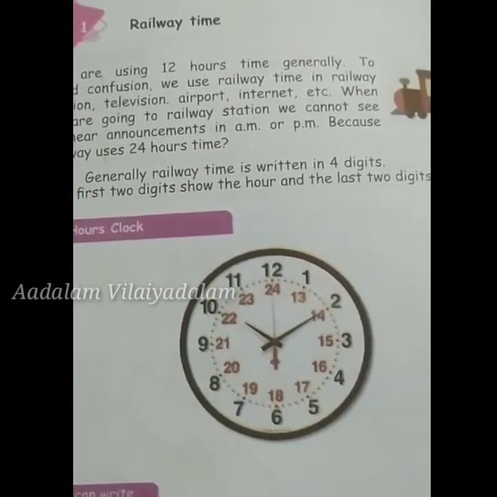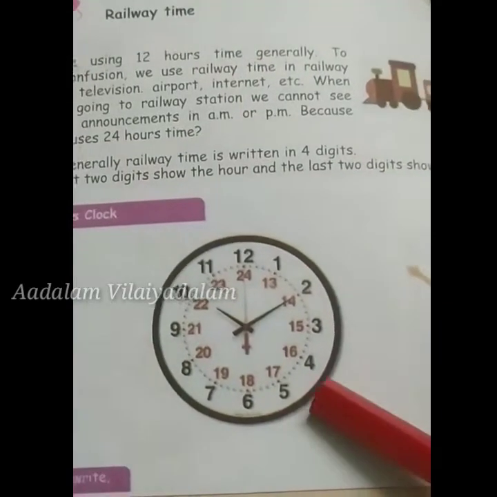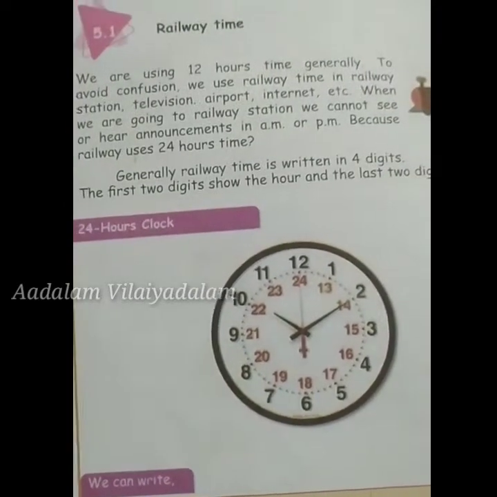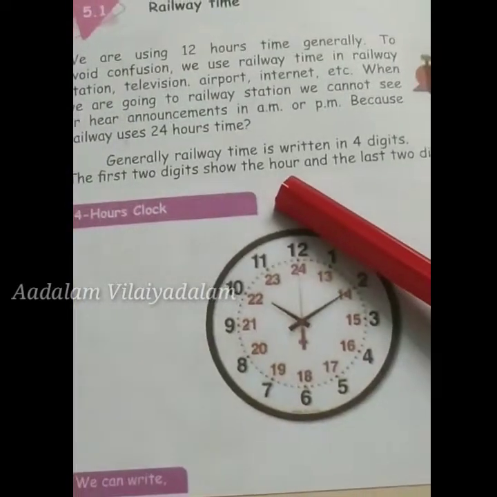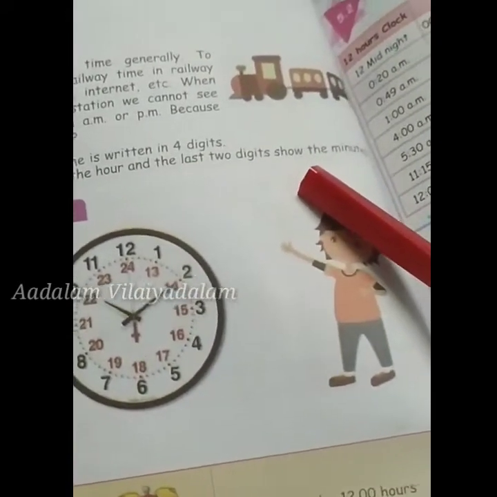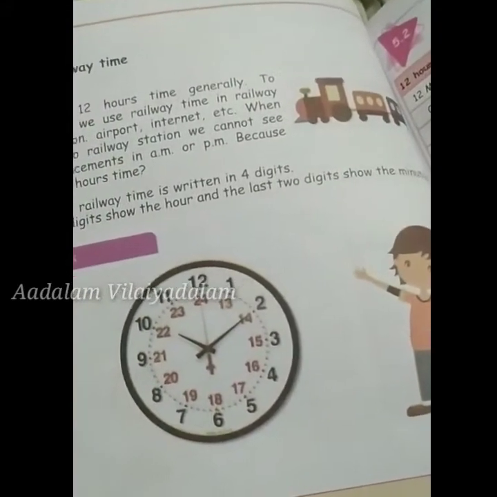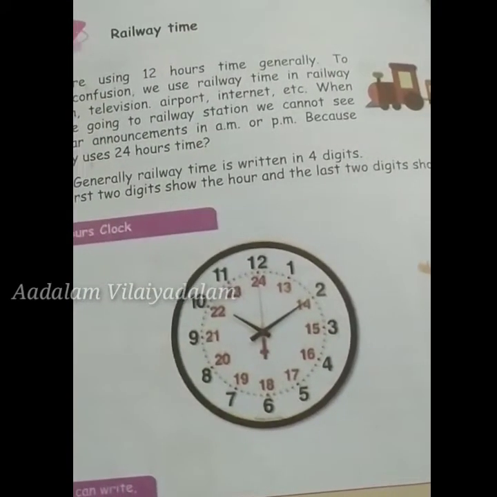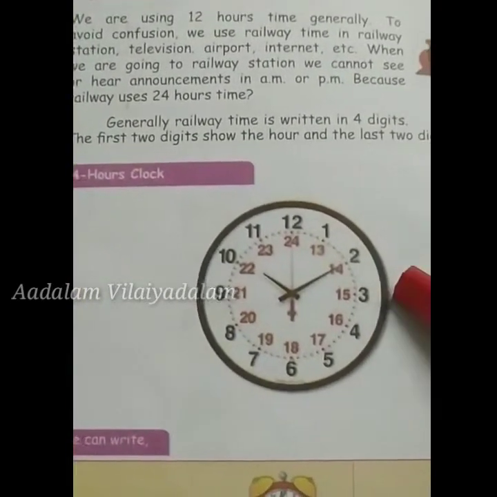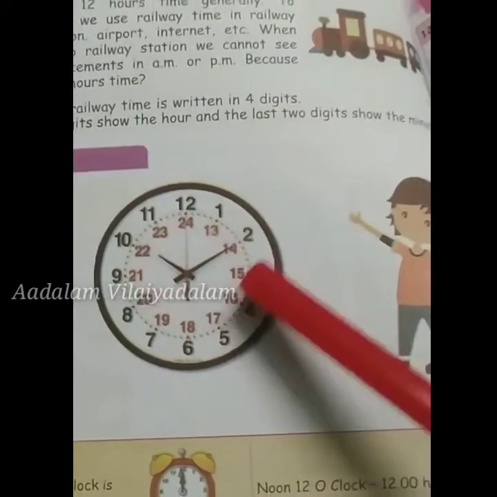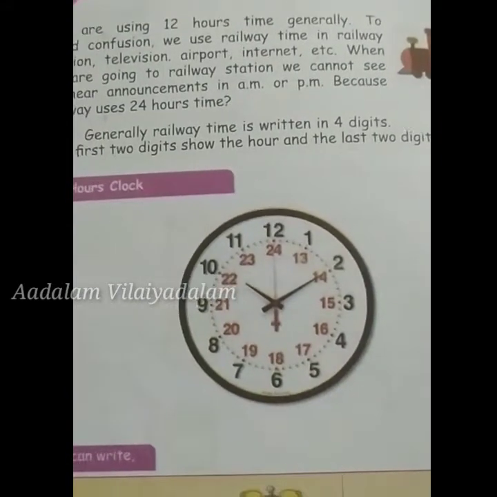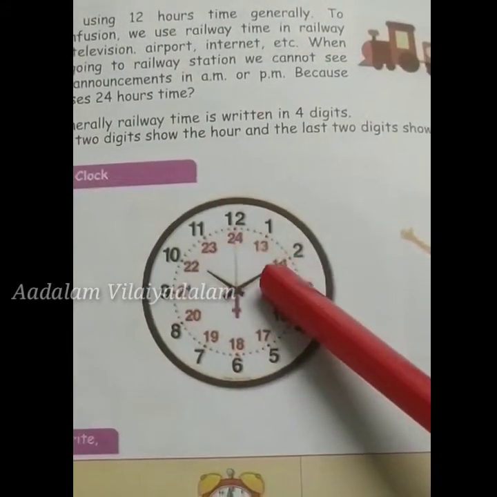Railway timing is mostly written in 4 digits. The first 2 digits show the hours, and the last 2 digits show the minutes. Now let's see the clock very carefully. Just imagine and see what the clock shows. So how do we do it for 24 hours?